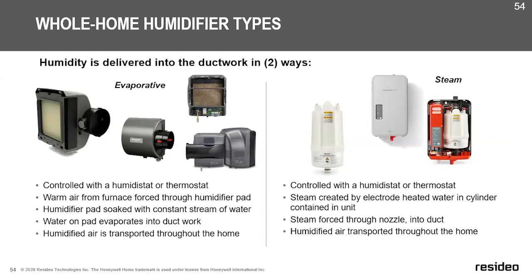Now, when you move to the right, we have a steam unit. That's controlled, again, with a humidistat or thermostat. But what's unique about this, it doesn't require the air from your furnace to go through a pad to make it efficient. So it actually has its own heat source, which are electrodes within a cylinder. Steam's created by those electrodes heating the water. Once you start boiling and converting to steam, it comes up through the nozzle and into the ductwork. At that time, the blower of the furnace or air handler comes on, and humidified air is being blown and supplied through the supply duct into the home, increasing humidity.